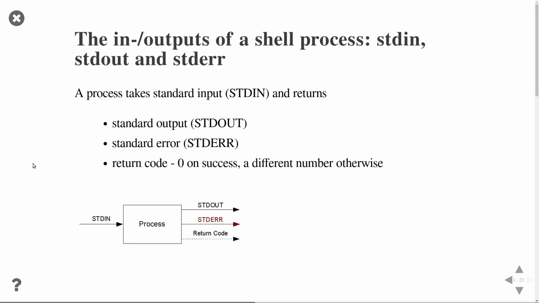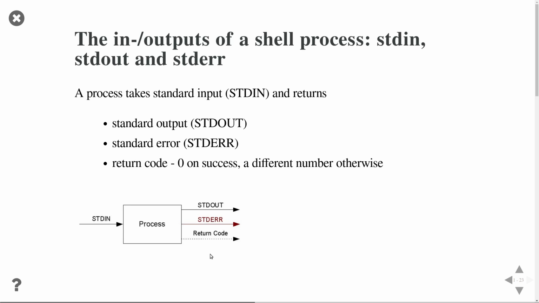So I mentioned these standard in, standard out and standard error terms, and it's important to be aware of what this actually means. In general, a Unix process typically has a standard input, which is a text input that is passed into the process. The output of the process is typically the standard output, which is what you see on the screen. The standard error you typically also see on the screen, but it's actually a different stream, and you can differentiate between the two.